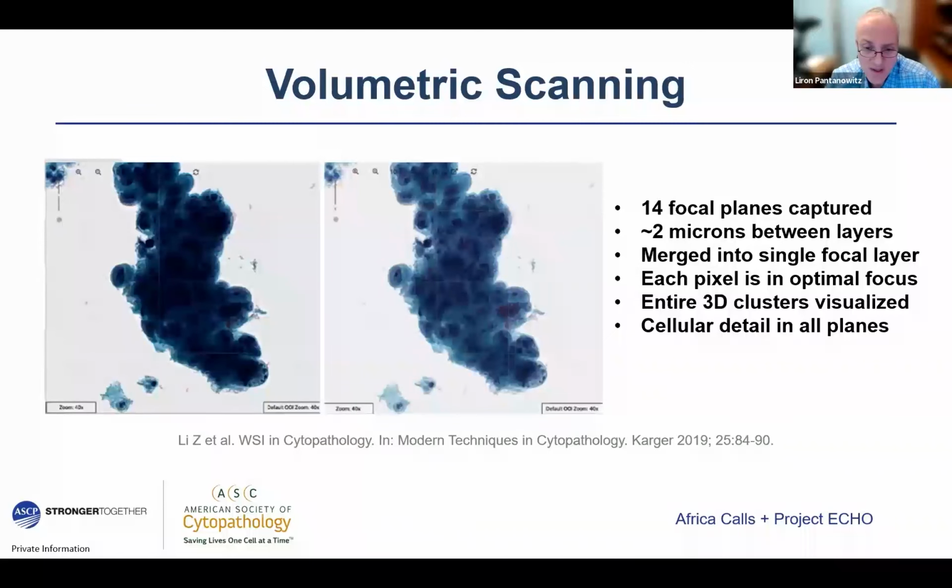And that's what the Genius system has done. It will scan ThinPrep PAP slides at 14 different focal planes, separated by about 2 microns between each layer. Then it merges all those single focal layers so that each pixel is optimally focused. At the end, like this group of adenocarcinoma cells in a PAP test, you can see this 3-dimensional cluster is now well visualized, and the cellular detail is clear in the image on the right in every single cell. You don't have to focus up and down because the image now captures that for you.